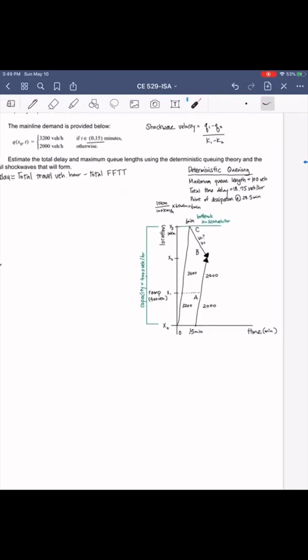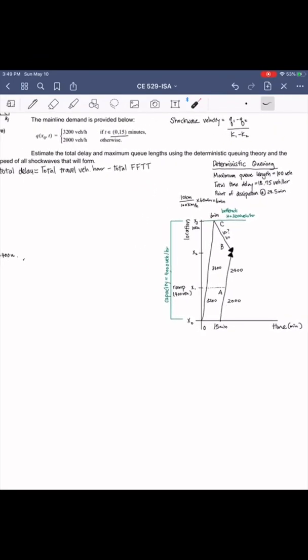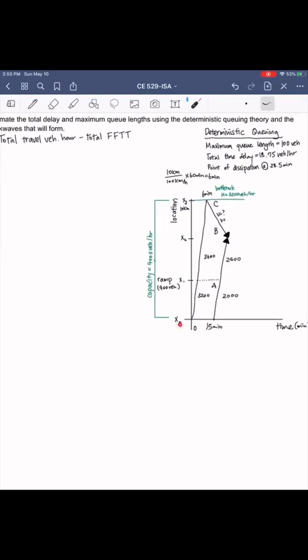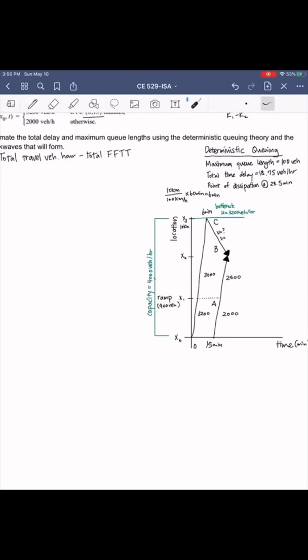I drew the first part of the graph here based on the given arrival flow. So at x0 there are 3200 vehicles per hour coming in from time equals 0 to 50 minutes. And because there is a constant flow of 400 at x1, beyond x1 there are 3600 vehicles coming in.